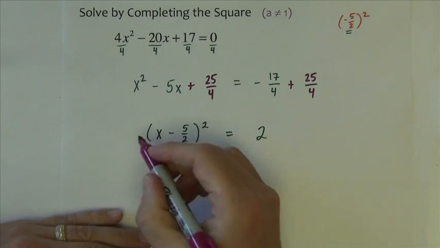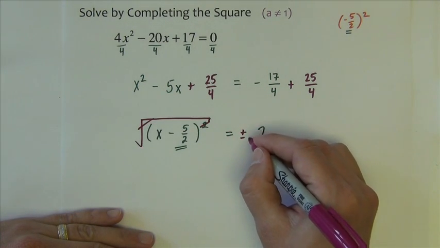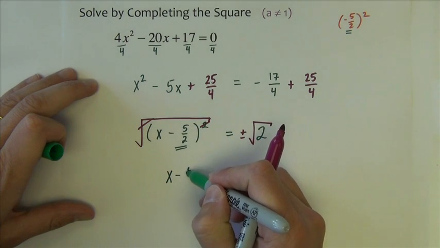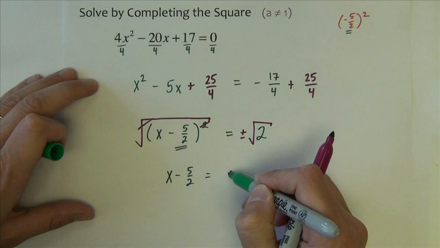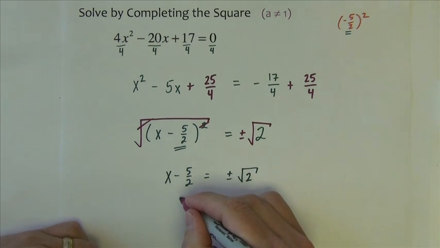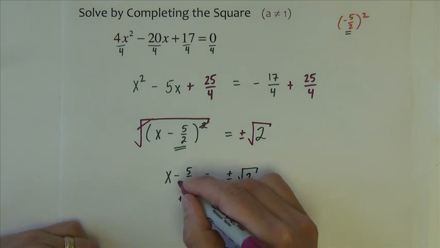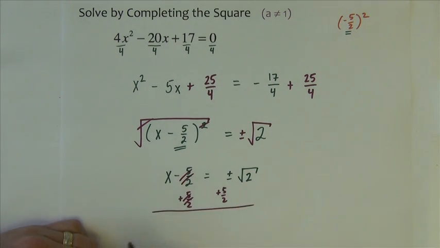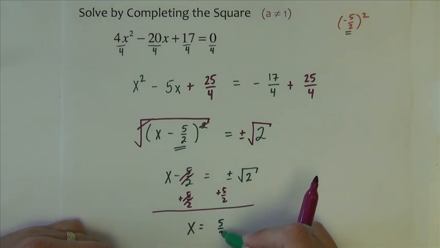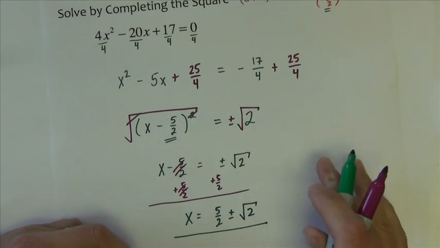From here, we'll take the square root of both sides, giving me x minus 5 halves equals plus or minus square root of 2. I'm going to add 5 halves to both sides, and so we get x equals 5 halves plus or minus square root of 2.